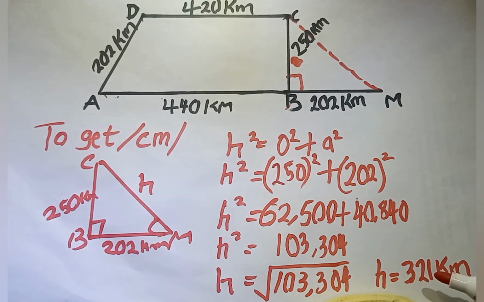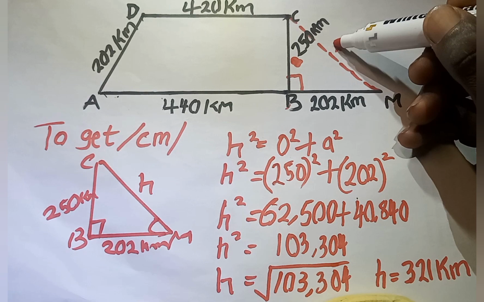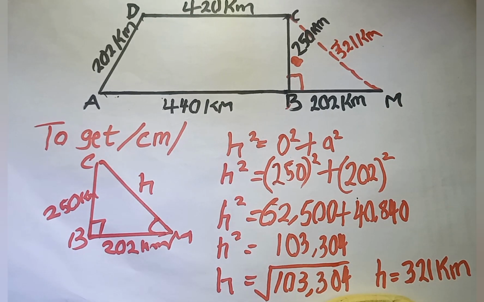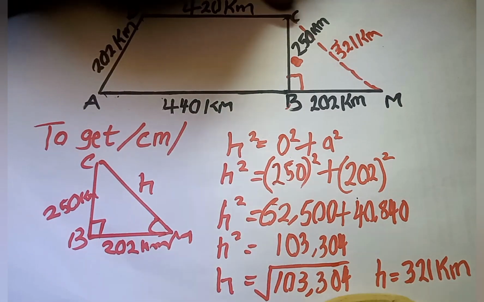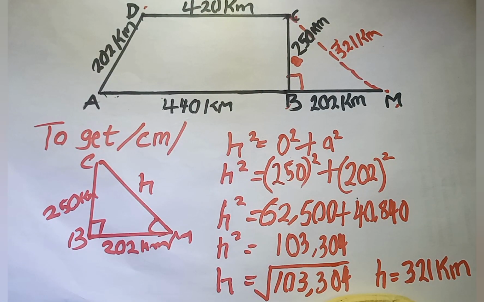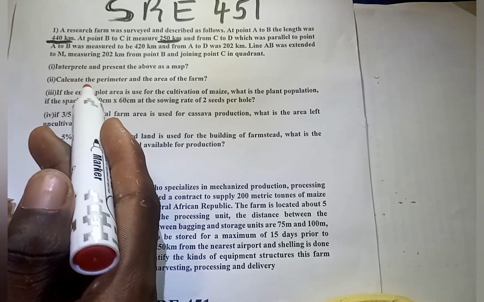So the value of h right now is 321 kilometers. Now I have the values of all the sides, from this place to this place, and from this place to this place. So I can easily calculate the perimeter of the farm. Back to our question there: calculate the perimeter.